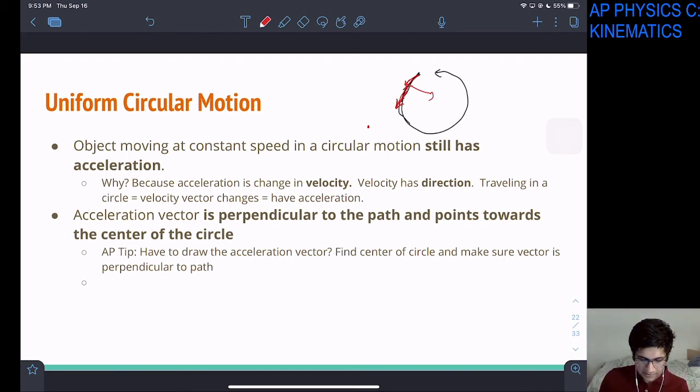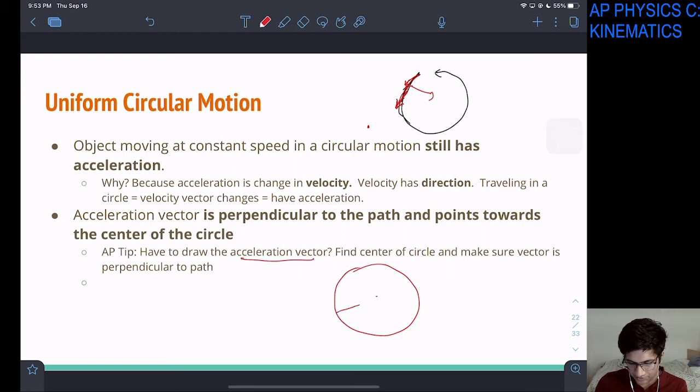Okay, so AP tip. If you have to draw the acceleration vector, find the center of the circle and make sure that the vector is perpendicular to the path. So what does this mean? You see a circle here, center of the circle. What is the acceleration vector? Just make sure it points there, and make sure that it's perpendicular to the path of motion.